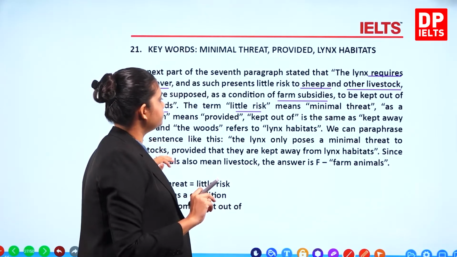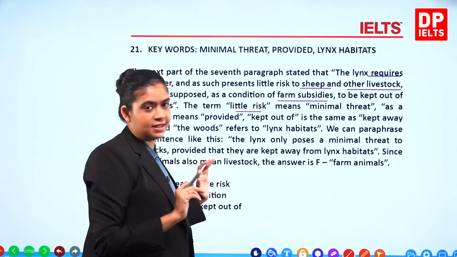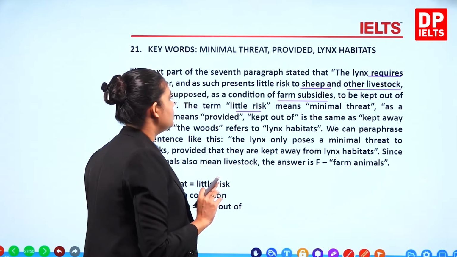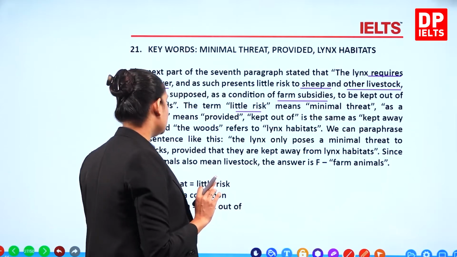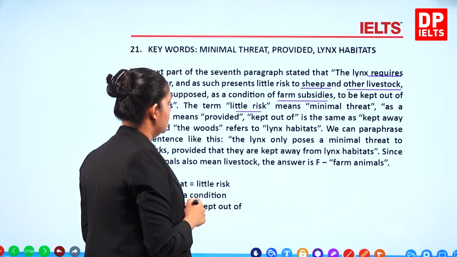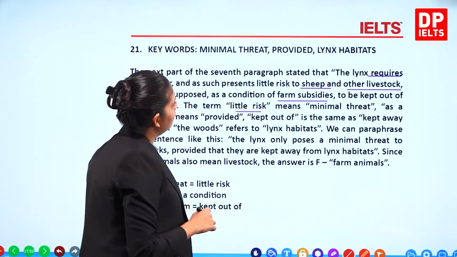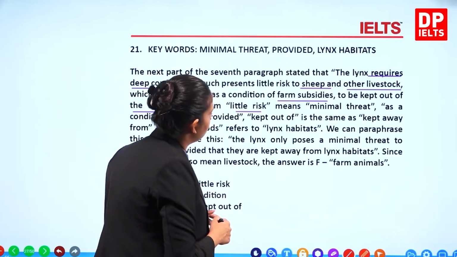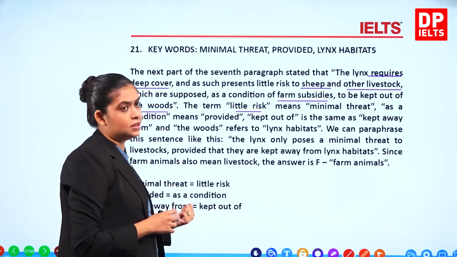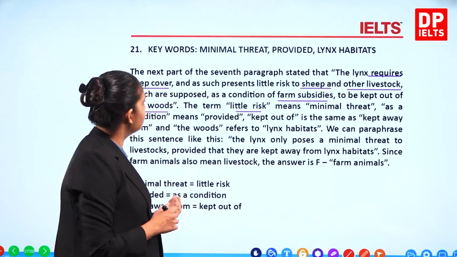Okay? So we can paraphrase this sentence and say, the lynx only poses a minimal threat to livestock, provided that they are kept away from the lynx habitats. So, livestock here, sheep and other livestock, mean farm animals. So, therefore, the answer is F, right?